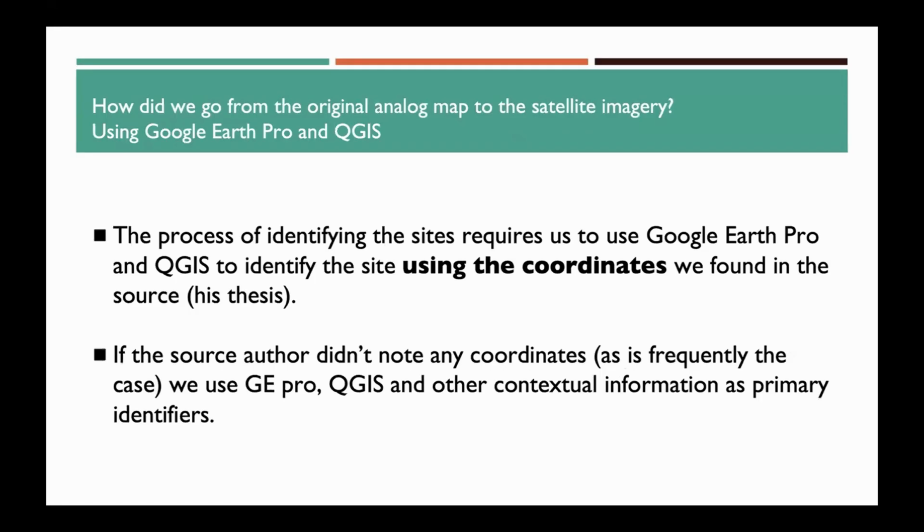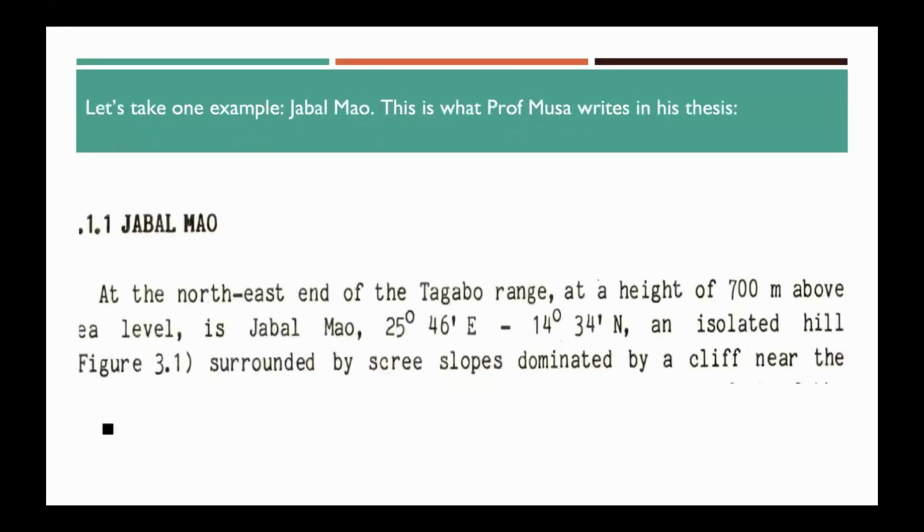So how did we go from the original analog map to the satellite imagery using Google Earth Pro and GIS? I will take an example of Jebel Mao. It's been worked on or documented by Professor Ibrahim Musa in his thesis. So this is the kind of information we extract using the published records. As you can see, there are coordinates, and there is a description of the location of the site.